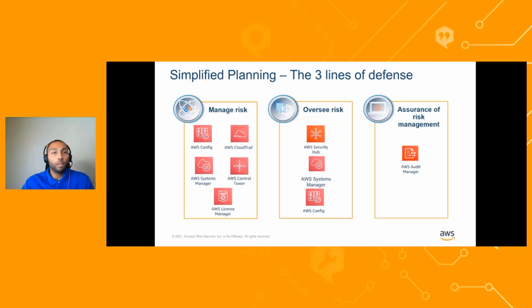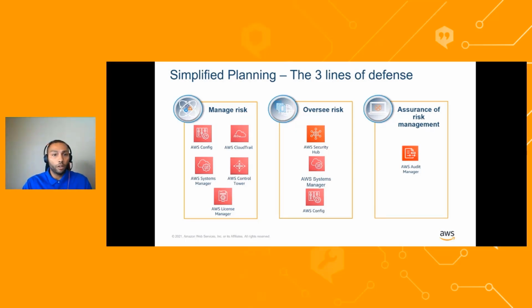We have mapped the AWS suite to the 3 lines of defense model as a quick reference of the service capabilities fit. Now, there is a little bit of overlap there. Now, what is the 3 lines of defense model exactly? So the 3 lines of defense model is a model developed by the Institute of Internal Audit.